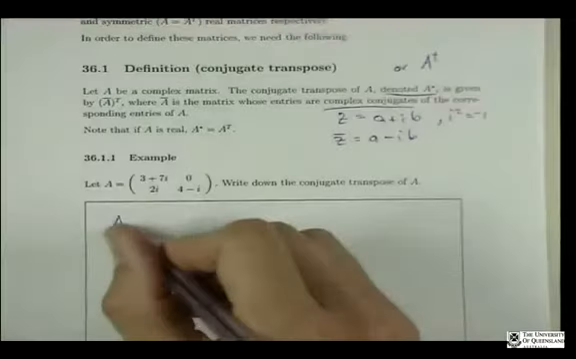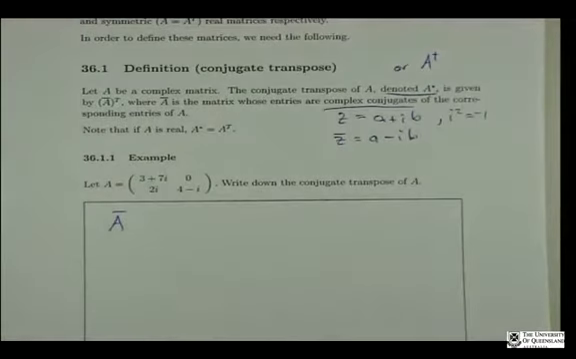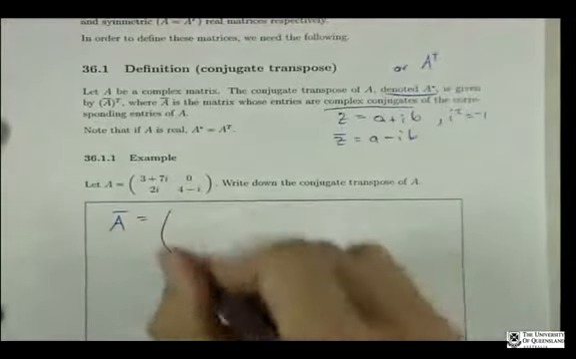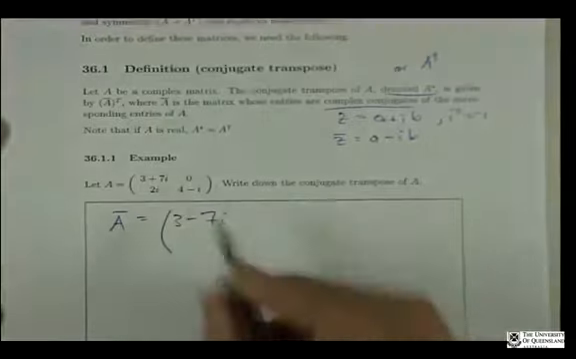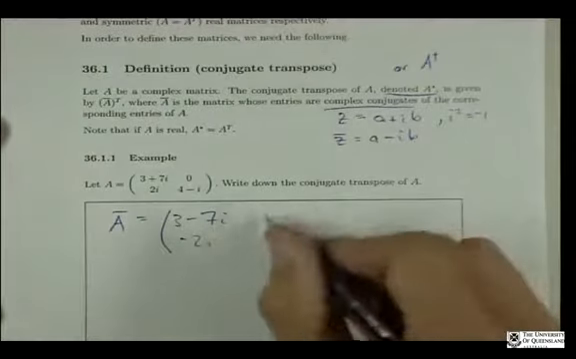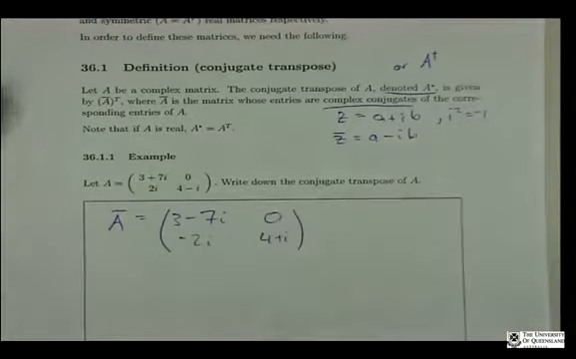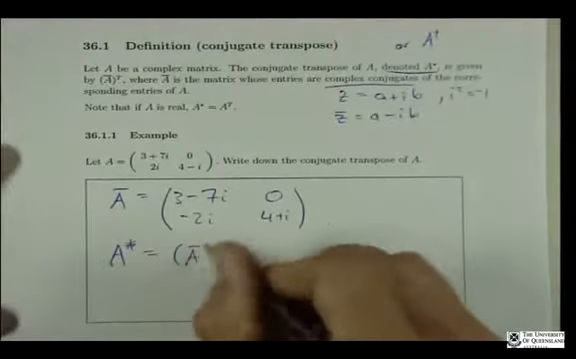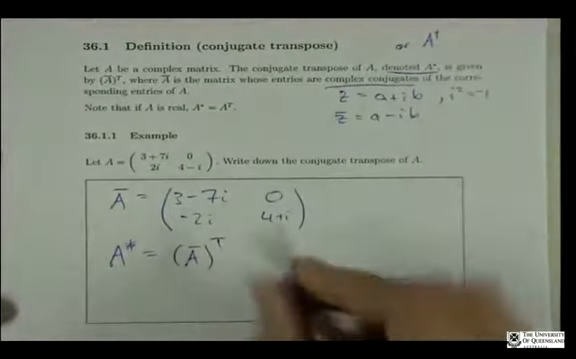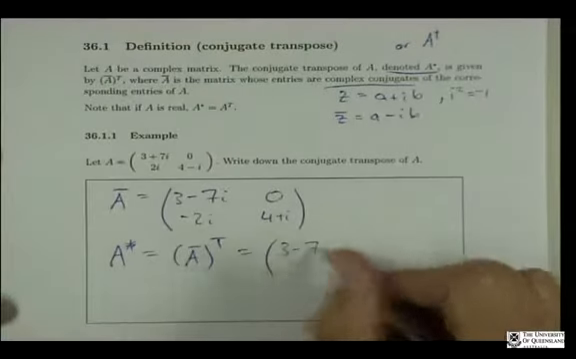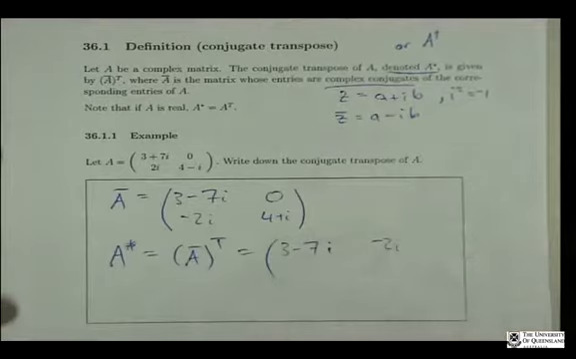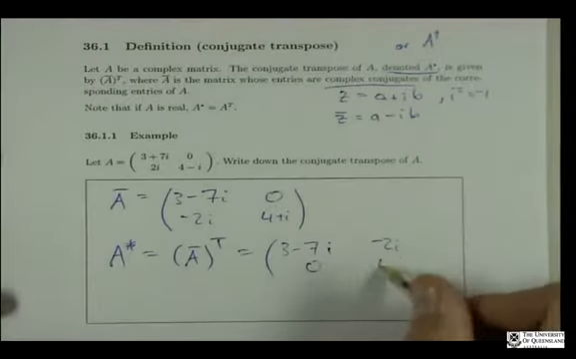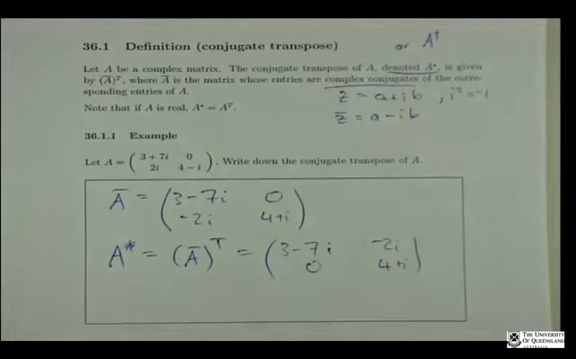So for example, take this 2x2 matrix with complex entries called A. We can first work out the matrix with corresponding complex conjugates. That'll just be 3 minus 7i and negative 2i in the first column, and 0 and 4 plus i as the entries in the second column. And then we take the transpose, so that A star is just the matrix of complex conjugates, all transposed. So the first column becomes the first row: 3 minus 7i and negative 2i in the first row, and 0 and 4 plus i in the second. That's what's involved in determining the conjugate transpose of a matrix.